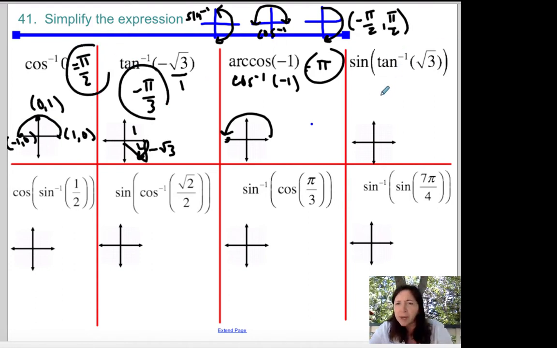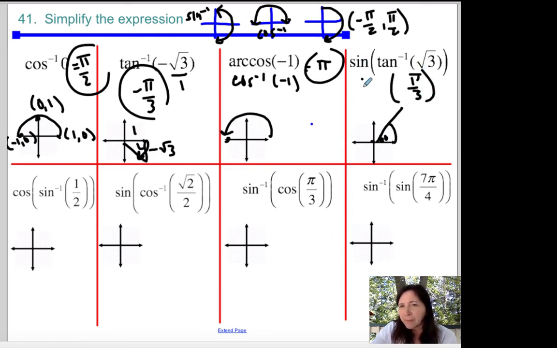Okay, so this one has a restriction first. Where is tangent root 3? We know it's pi over 3 because that's 60 degrees. Because it's positive, we know it's in the first quadrant at pi over 3, or 60 degrees. But this is then asking what is sine of pi over 3? Sine being opposite over hypotenuse is going to be root 3 over 2.